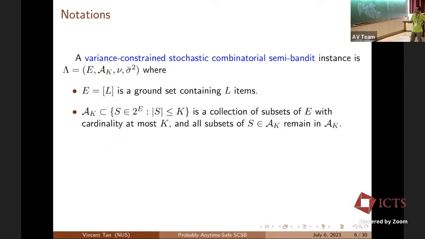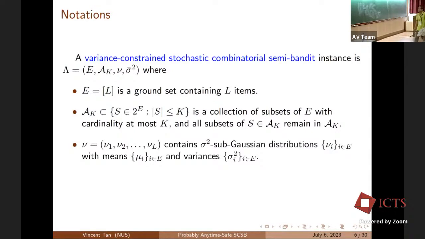Now let me walk you through this. This set of subsets consists of sets in the power set 2 to the E, such that the size of each subset is not more than K. So this is a collection of subsets of the ground set with cardinality at most K. And all subsets of a legitimate set in A_K must remain in A_K. So every subset of a legitimate set in A_K must be in A_K. All right. So that is basically the structure of A_K.